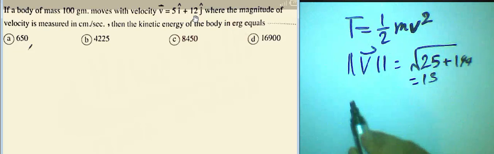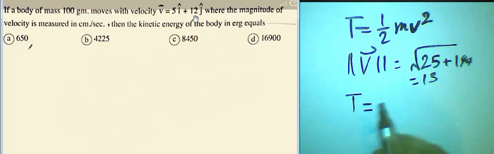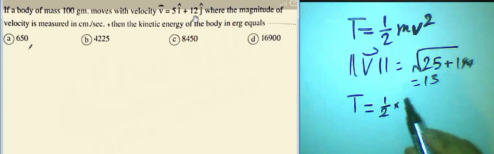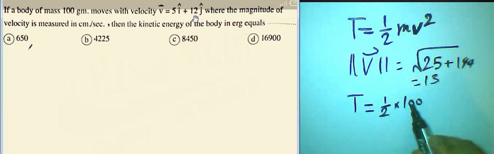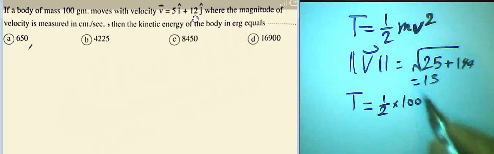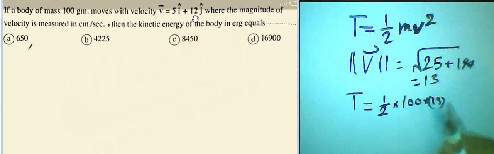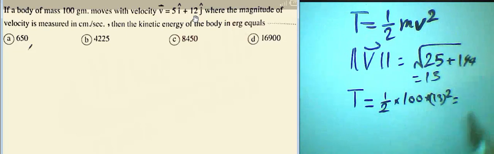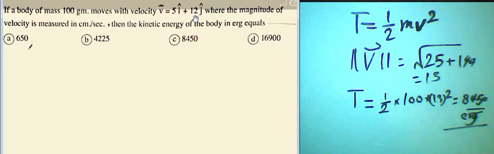Then kinetic energy T equals half m v power 2. The mass here was 100 gram because you want the result in erg. Okay, 100 gram multiplied by 13 power 2. By using a calculator, the result will be 8,450 erg. Choose letter C.